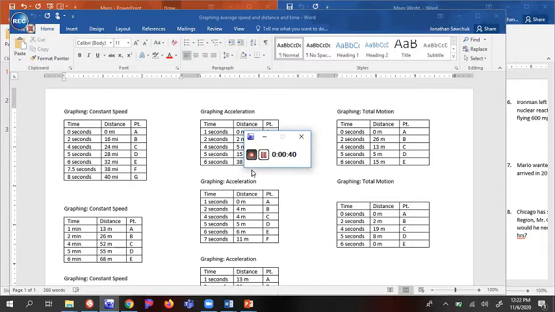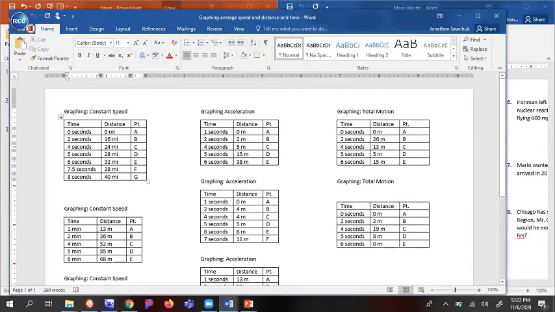So I'm going to take a look at this first one right here where it says time is 0 seconds, 0 miles.